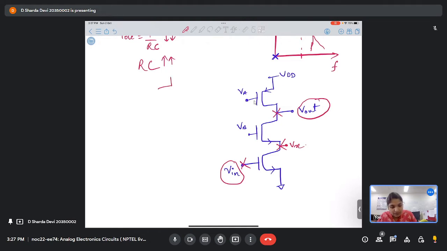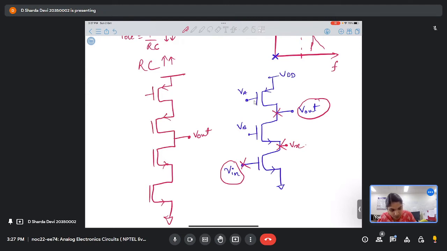And let's say, yes, in this circuit, what are your different AC nodes?